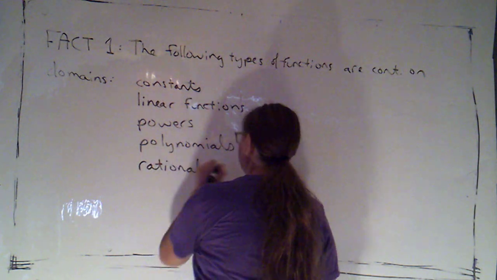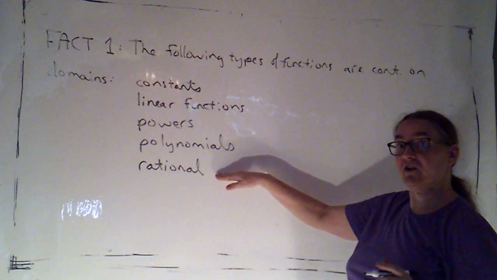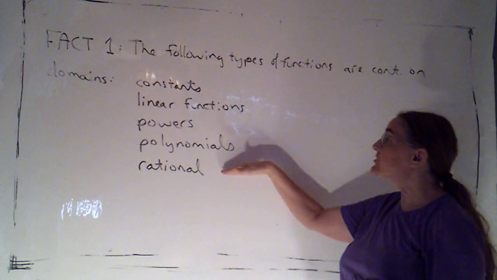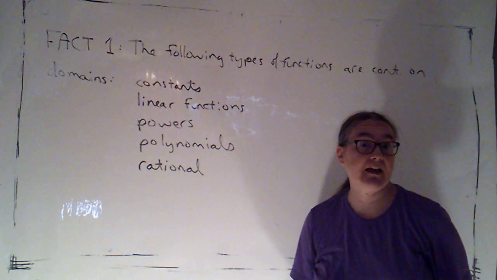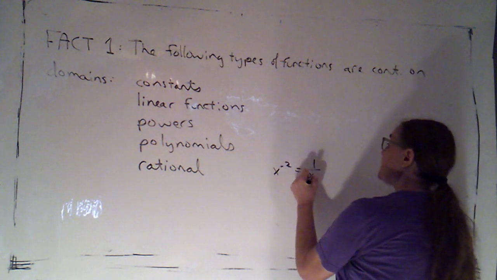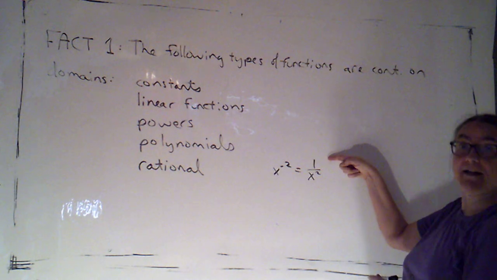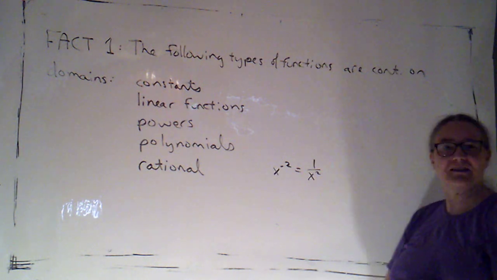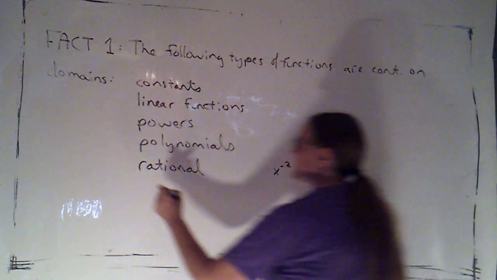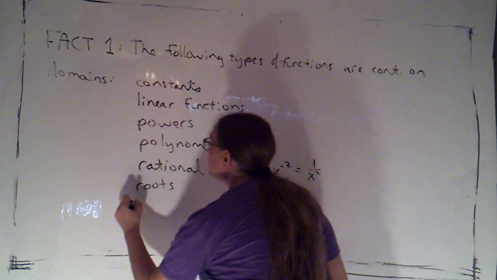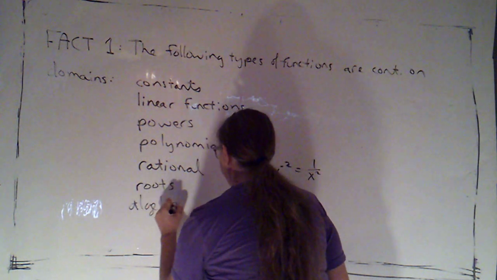Rational functions. Rational functions are just fractions where the top and bottom is a polynomial. So this would include negative powers of x. Something like x to the negative 2 is the same as 1 over x squared. 1 is a constant polynomial, x squared is a polynomial, so this counts as a rational function. Okay. Roots. Okay. Algebraic functions.